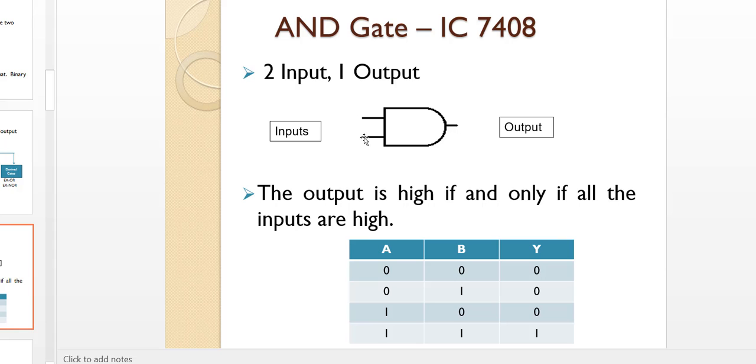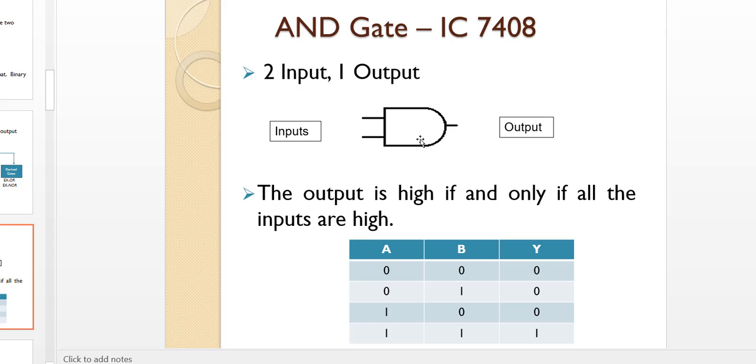First input, second input, and this is 1 output. Here input can be any number. For our simplicity, we are using 2 input. Here input can be n number. If I say 3 input 1 output, yes, we have 3 inputs here. If I say 4 input, yes, we can have a 4 input also. For our understanding, we are using only 2 input 1 output. Simple understanding. So this is input side and this is output side.